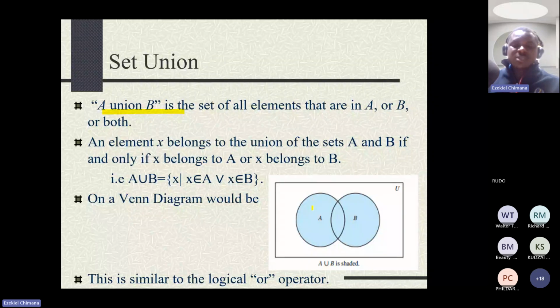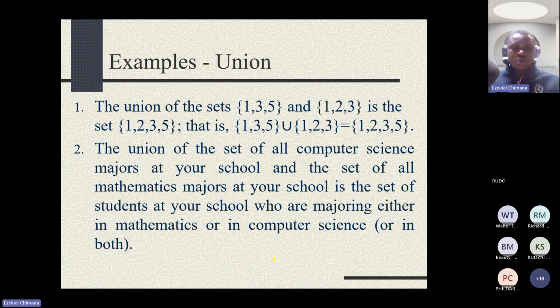Remember on your assignments, there was a question which was requiring you to shade the required region. So normally this is how you do it. If it is a union, you shade both A and B, because we want all the elements in A and in B. That's the union. So any element that we're going to pick within the union, either it is in A or it is in B. So this is similar to the logical OR operator.